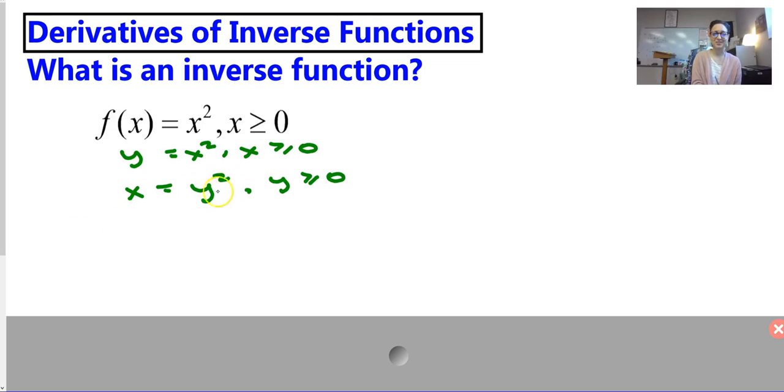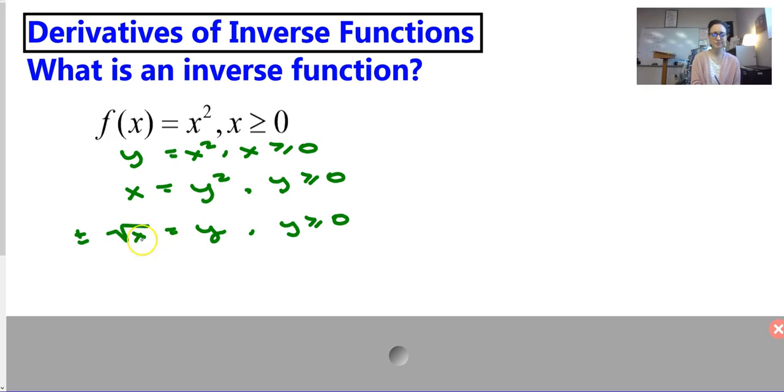And so to get rid of the square on both sides, I need to square root. But remember, when you introduce a square root to an equation, you need a what? You need a plus or minus. And this is why we needed to restrict our domain in our original. Because if I don't, now I don't have a function, right? Plus or minus, I have two outputs, a plus and a minus, for all inputs other than 0.